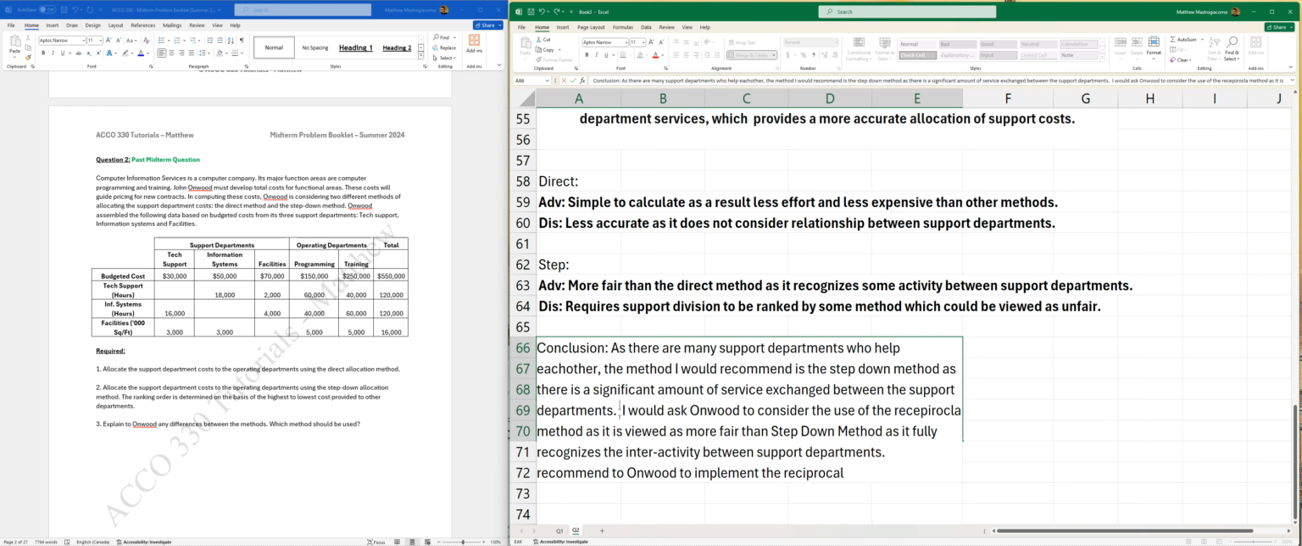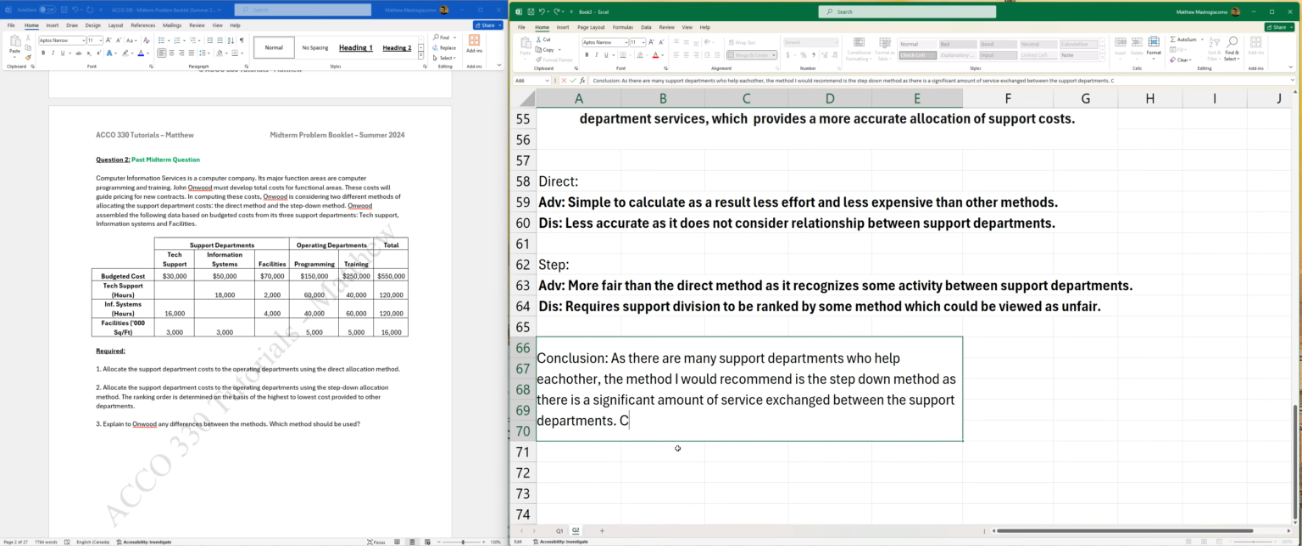I'll say it like this also. While John Onwood did not mention reciprocal. So yeah.